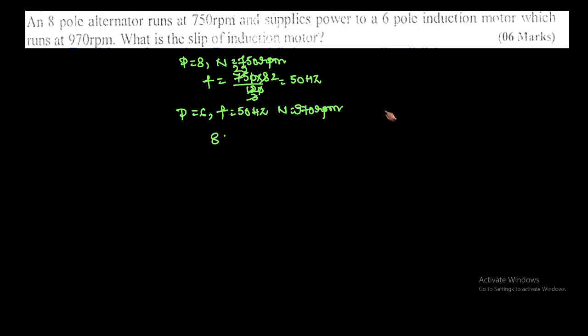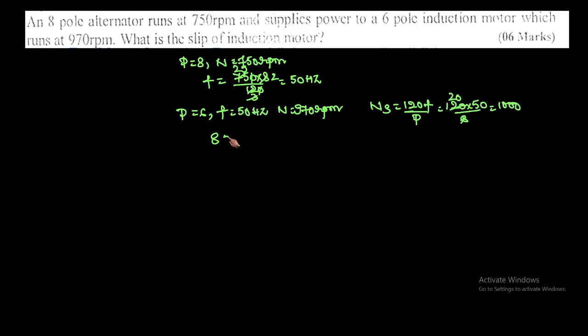Slip means first of all you have to calculate the synchronous speed. That is 120 f by p. 120 into f, which is 50, divided by p, which is 6. So that is 1000 rpm. So Ns will be 1000 rpm.